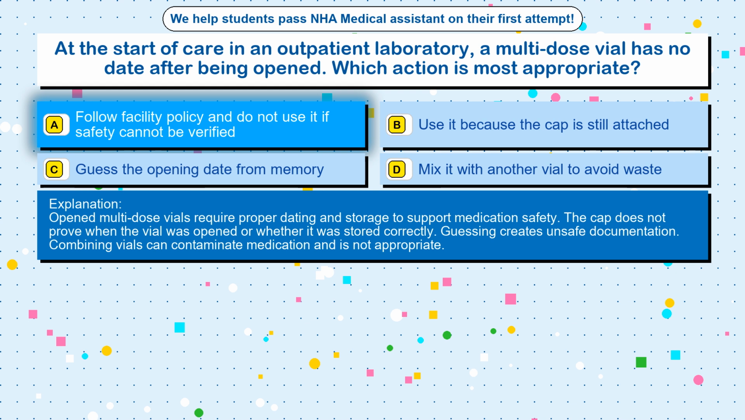Guessing creates unsafe documentation. Combining vials can contaminate medication and is not appropriate.